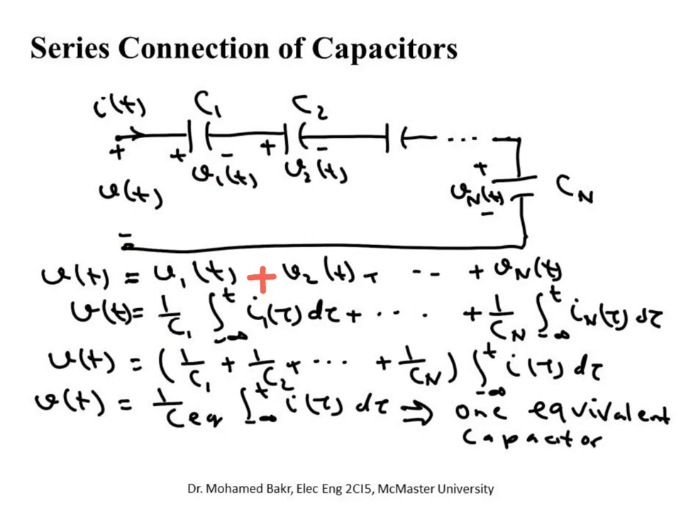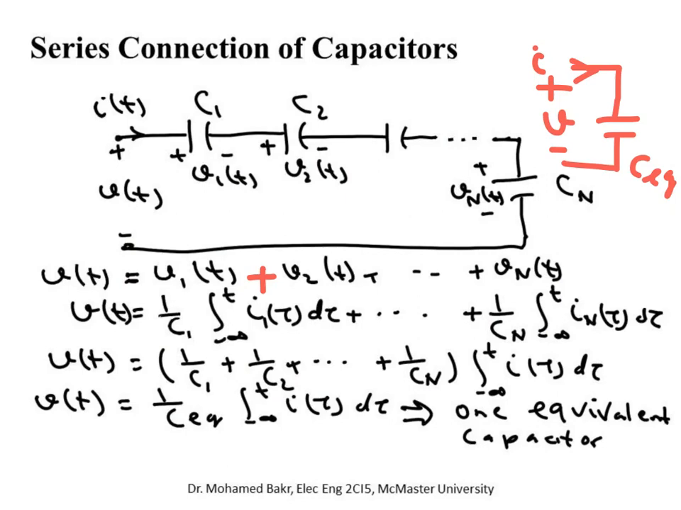So all these things connected in series, I can simply replace them by a single capacitor. This is called C equivalent. It will have the same current I going through it. It will have the same total voltage V of t across it. But the only difference is that this C equivalent is obtained from the relationship 1 over C equivalent is 1 over C1 plus 1 over C2 up to 1 over Cn. So this is a fundamental difference.